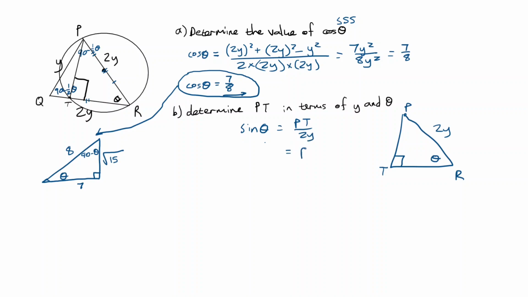I want PT by itself, and so I'm going to times the 2y up, and there I've worked out PT in terms of y and theta. That just means there should be a y and a theta in the answer. So this is my answer, but just for discussion purposes, if they wanted it without theta, they just said in terms of y, then because of my little trick of drawing a triangle, I could just look at my triangle now and say, what is sine? It's opposite over hypotenuse. The 2 and the 8 could cancel, and I would have an answer of just that.